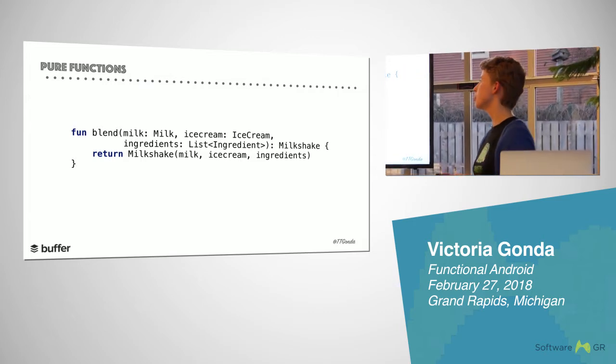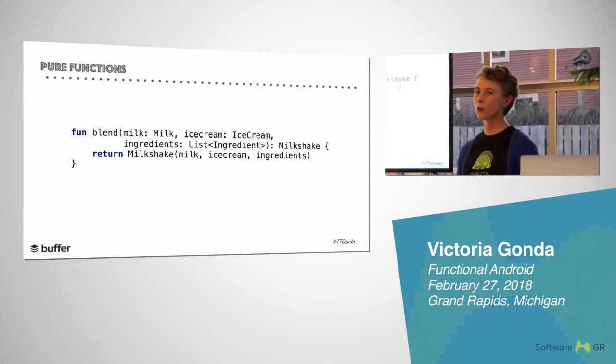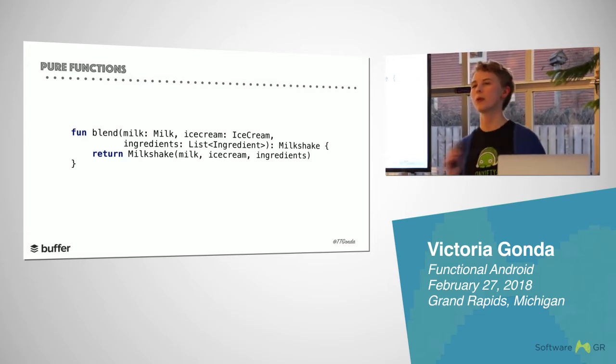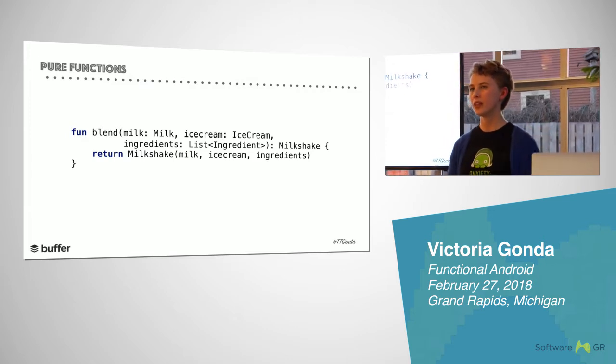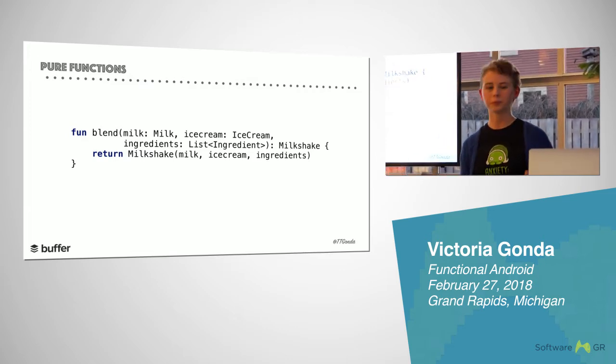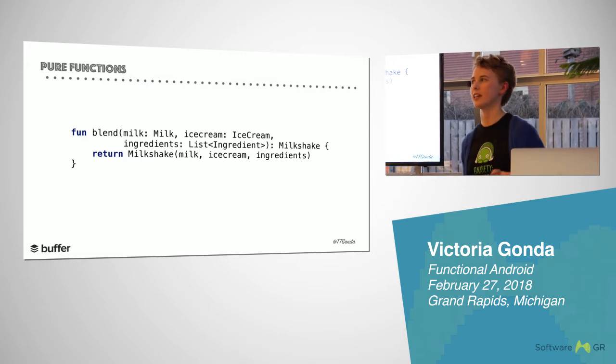Because of this change, it's also easier to test now. Before, we would have had to set up the outside world, make sure the milk and the ice cream were set before we were able to test the function. Now we can just call the function with the inputs, test the outputs, we're done. No extra context needed.